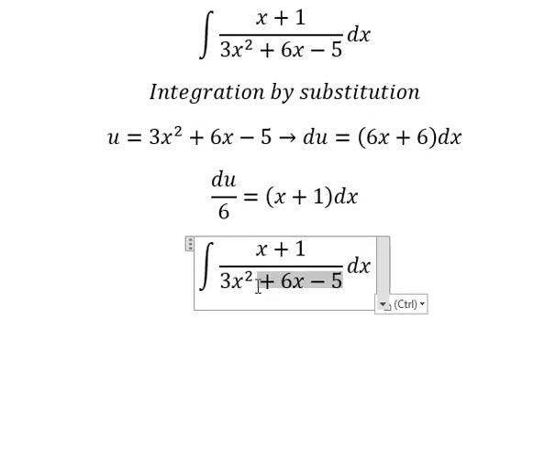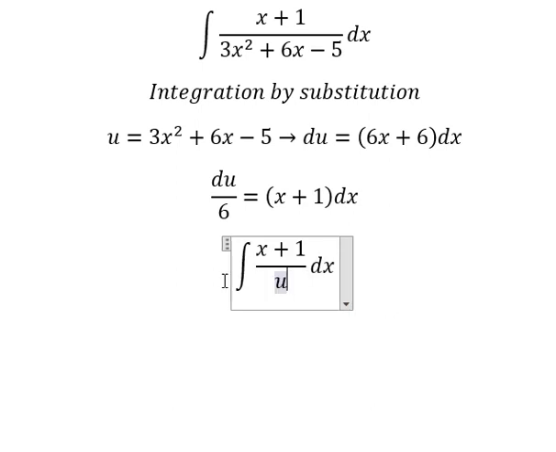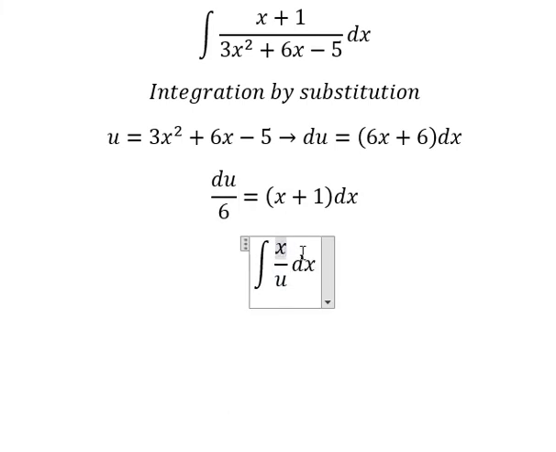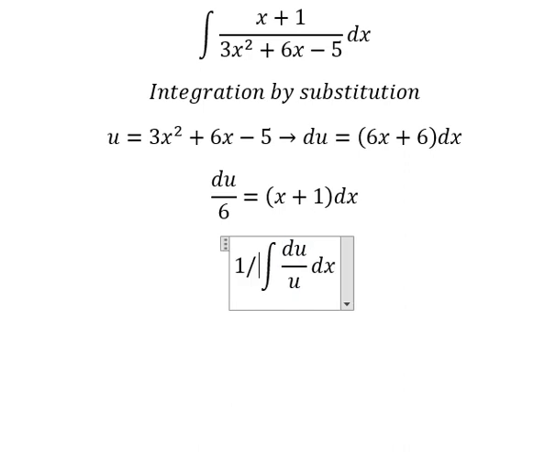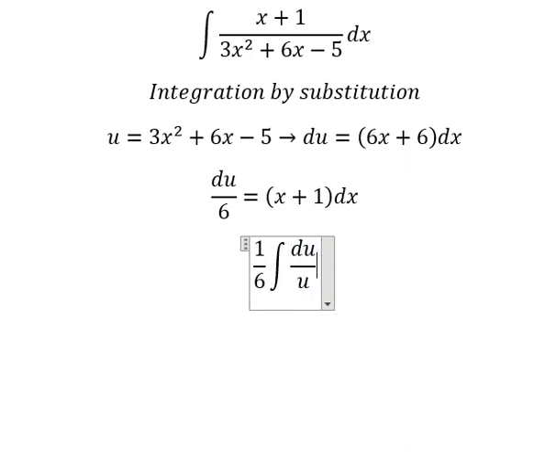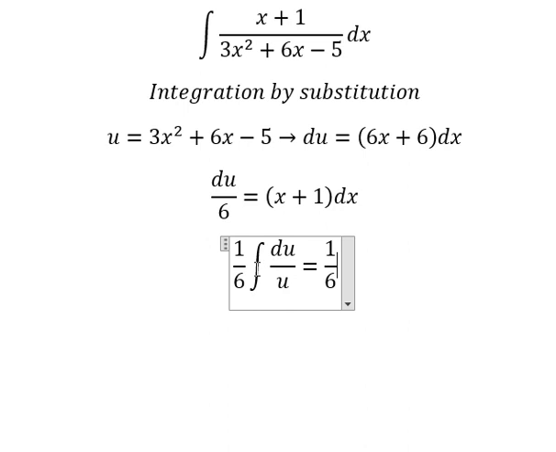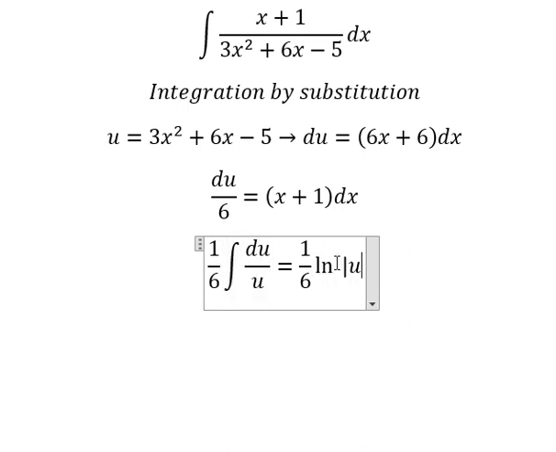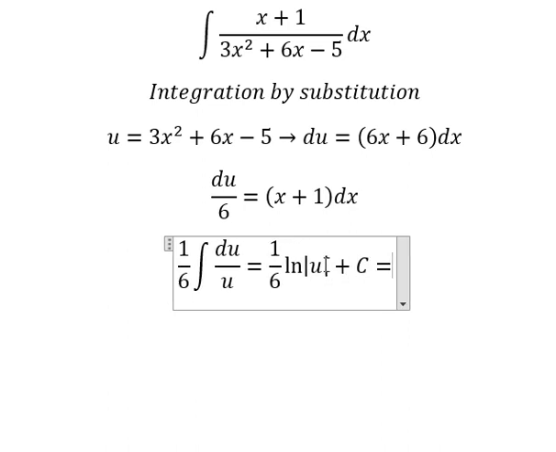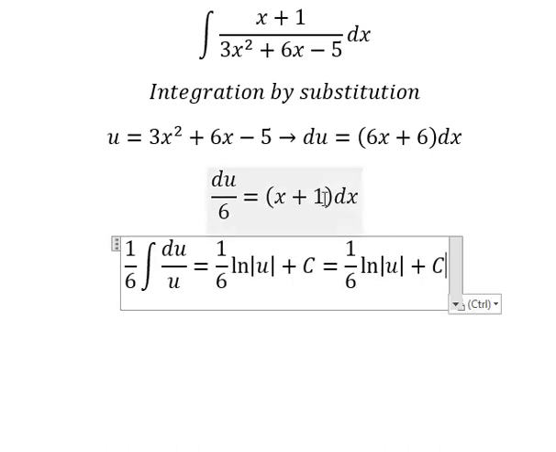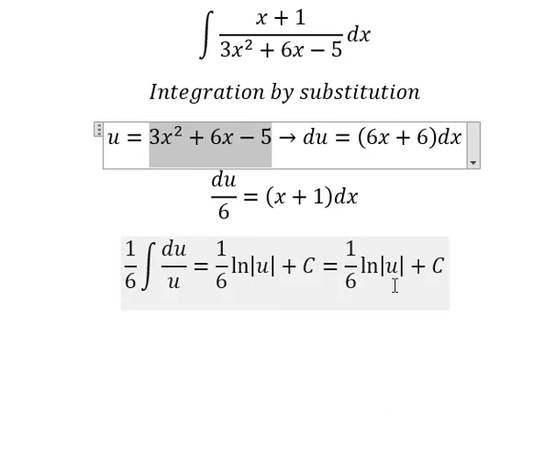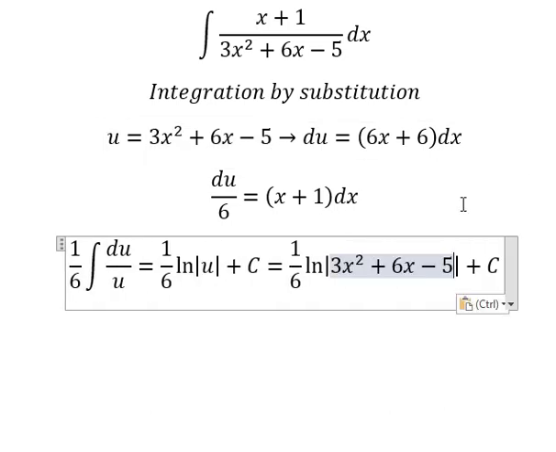So this one we change to u. The x plus 1 dx we change to this one. So the integration of this one, we have ln of the absolute value of u, and I will put plus c. The u is this one. So here is the final answer.